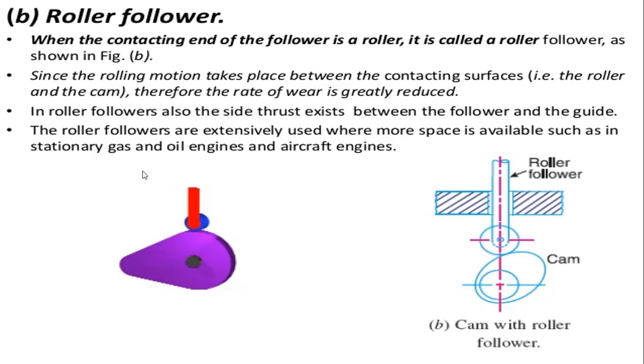So these roller followers are extensively used where more space is available, such as in stationary gas and oil engines and the aircraft engines also.